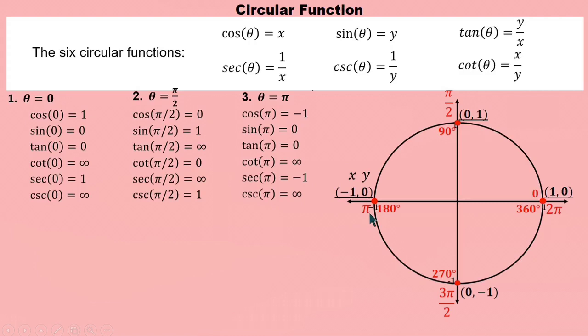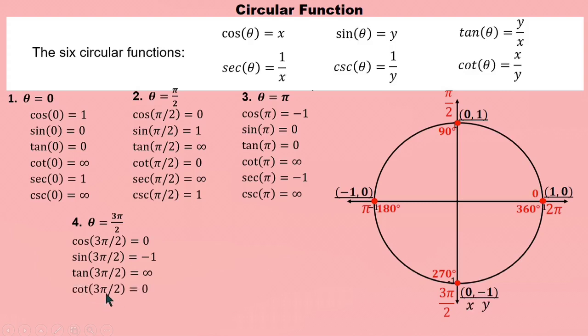Let us also define the 6 circular functions of 3 pi over 2 or 270 degrees with coordinates 0, -1, where x is 0 and y is -1. We have cosine 3 pi over 2 is equal to 0. Sine 3 pi over 2 is equal to -1. Tangent 3 pi over 2 is undefined, y over x or -1 over 0, which is undefined.